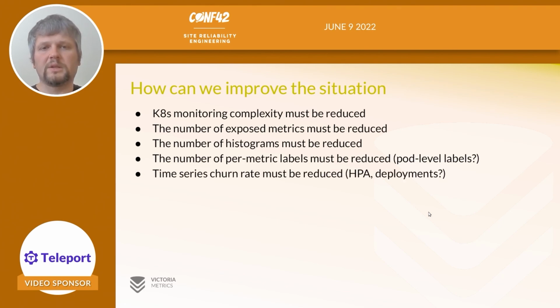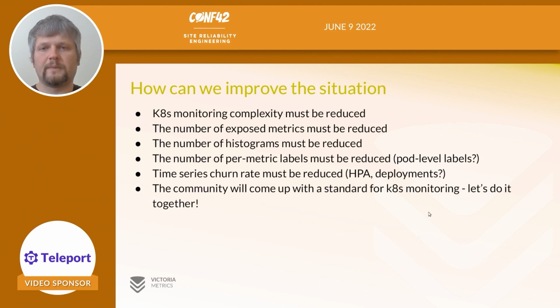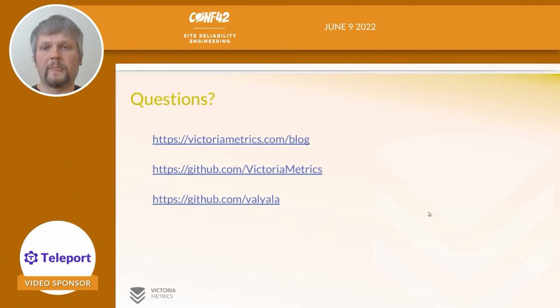Time series churn rate must be reduced. The most common source of time series churn in Kubernetes is horizontal pod autoscaling and deployments. And we should think hard about how to reduce churn rate for these sources. And we believe that the community will come up with a standard for Kubernetes monitoring, which will be much more lightweight, and we will need to collect a much lower number of metrics compared to the current state of Kubernetes monitoring. So let's do it together. Now you can ask questions.